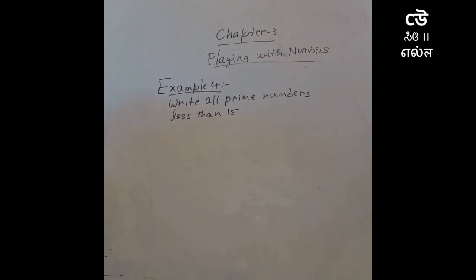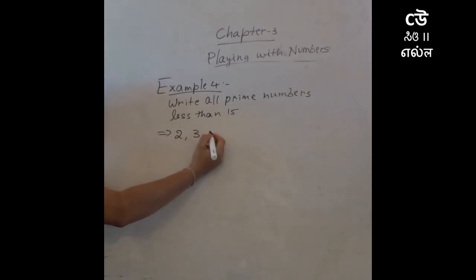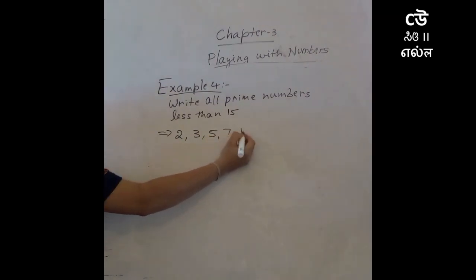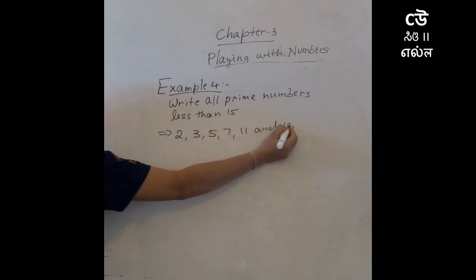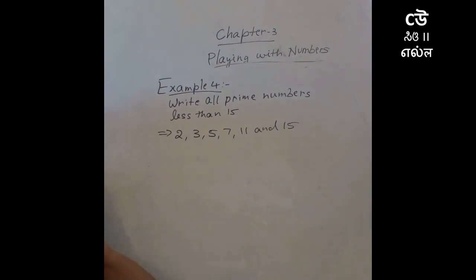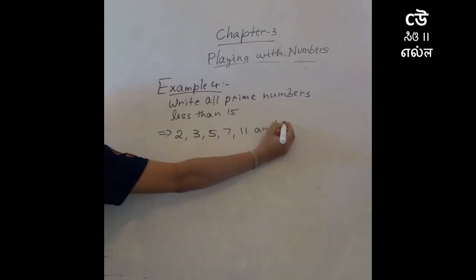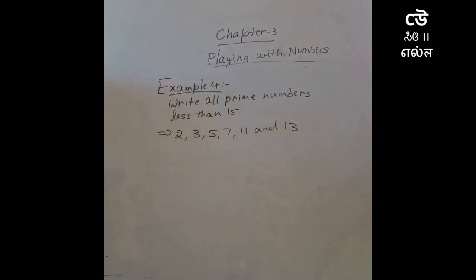So we observed in the previous topic, by sieve method we can easily find the prime numbers. So the required prime numbers are 2, 3, 5, 7, 11, and 13. So less than 15 there was, so we have to find till 15. Okay, so the prime numbers less than 15 are 2, 3, 5, 7, 11, and 13.